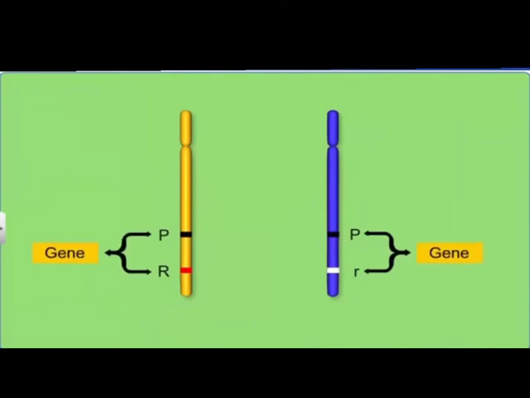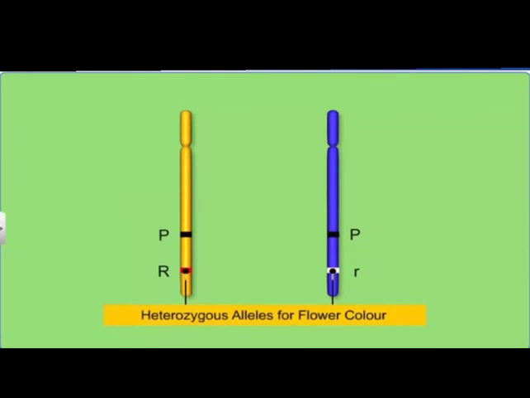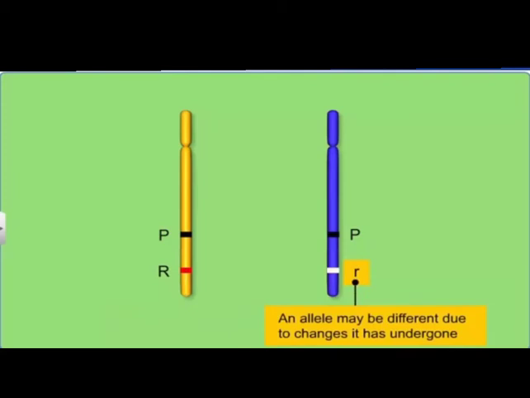A gene is a unit of heredity. It occupies a fixed position in a chromosome called locus. And a gene has two forms of alleles. In homozygotes, the alleles are similar, whereas in heterozygotes, the alleles are not identical. Alleles may be different due to the changes they have undergone, which modifies the information present in that particular allele.